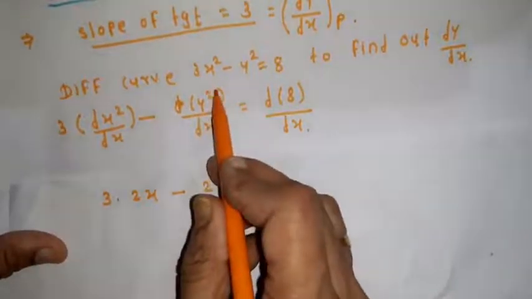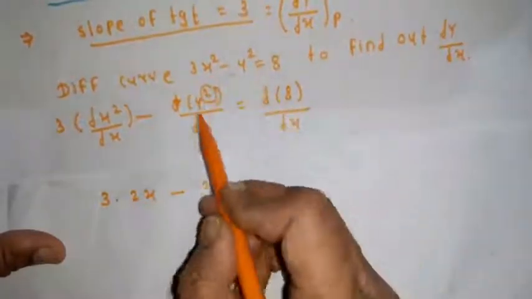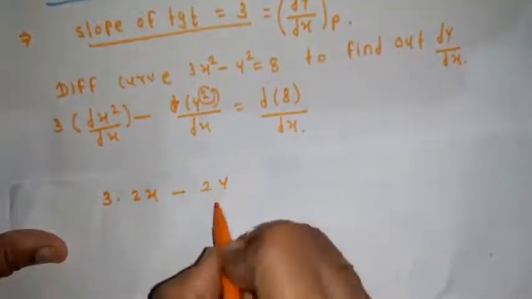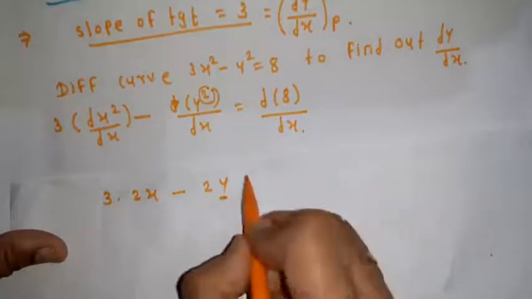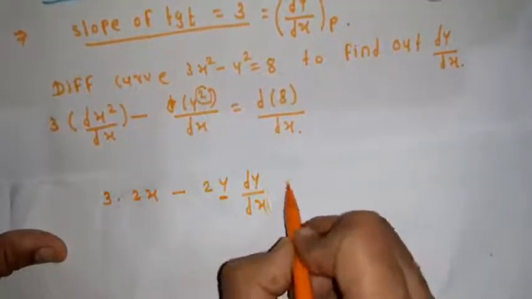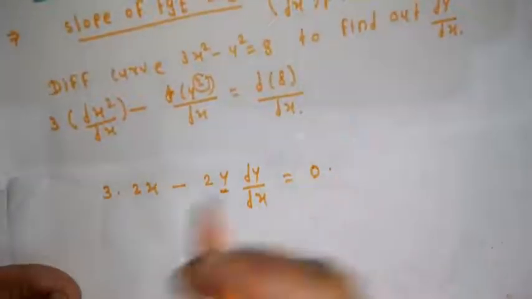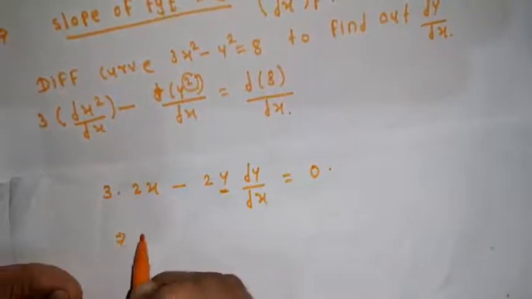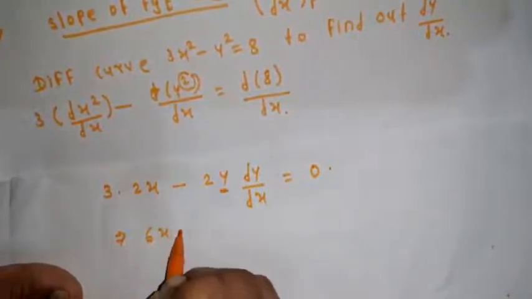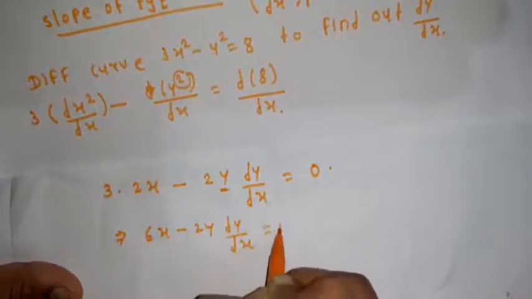By using the n into x raised to n minus 1 formula, here power of y is 2. Therefore differentiation is 2y. But this y is again a differentiable function. That's why again differentiate with respect to x by chain rule. And differentiation of 8 is 0 because 8 is a constant number. This implies 6x minus 2y dy by dx equal to 0.